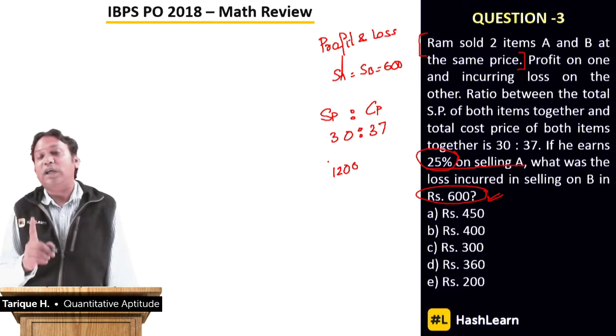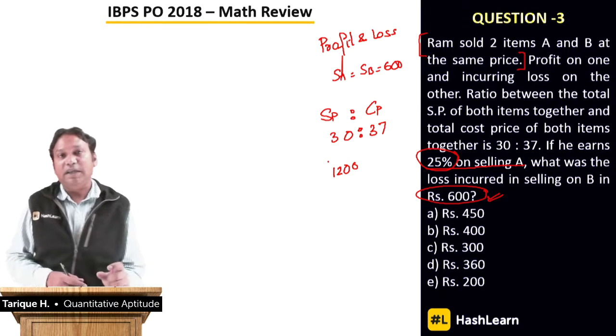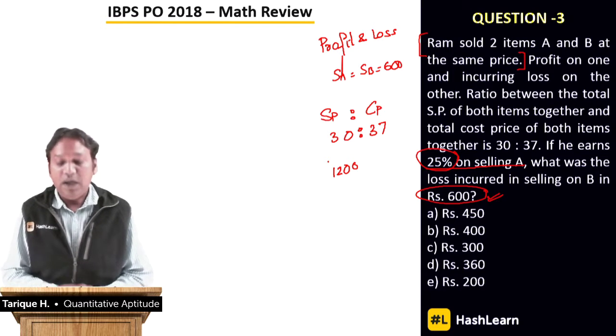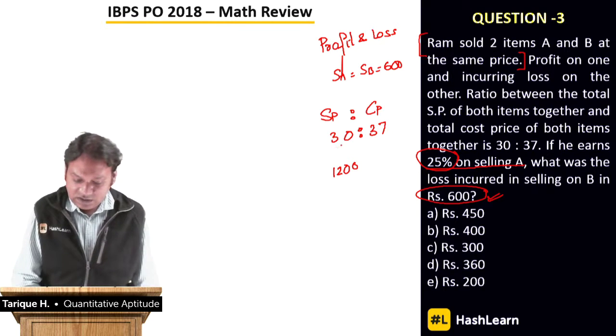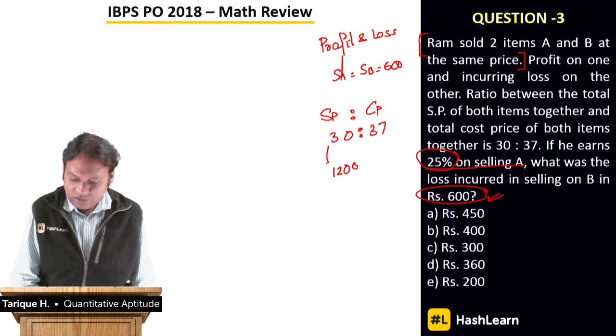See, selling price of both articles is same. So selling price of B is 600. Selling price of A is also 600. Total selling price is 1200. So you see this is 30. 30 into how much is 1200? So 30 into 4, 40 will give you 1200.